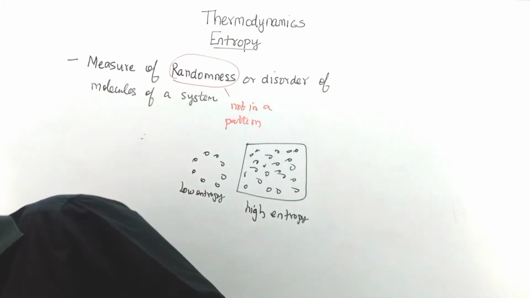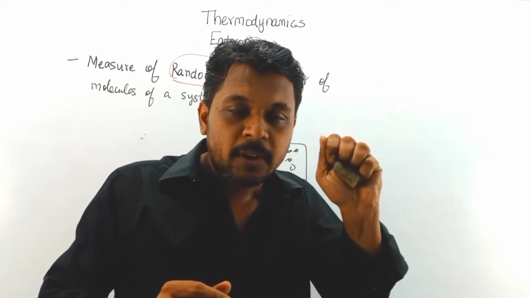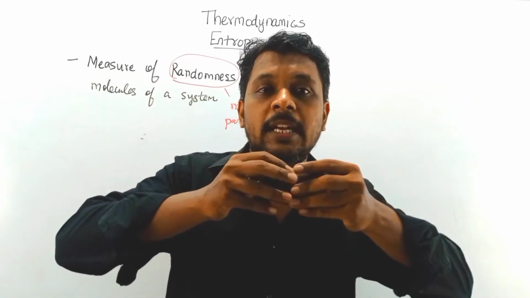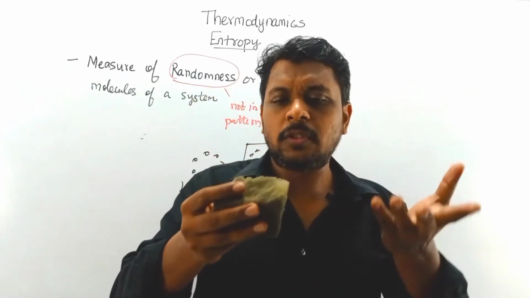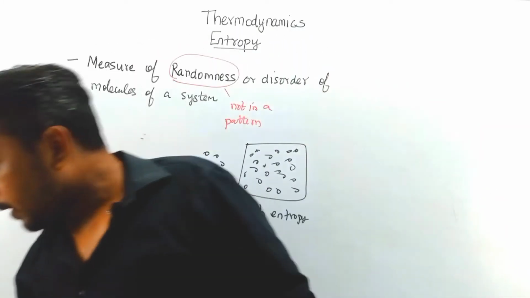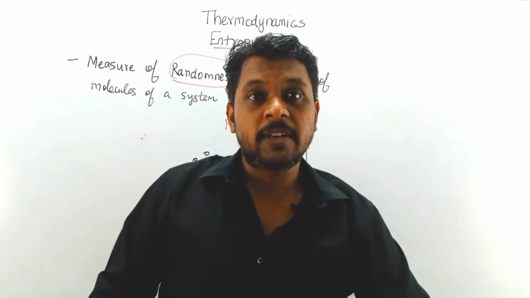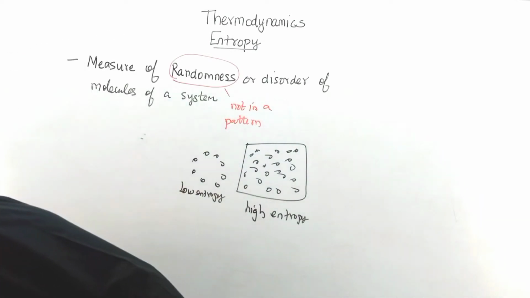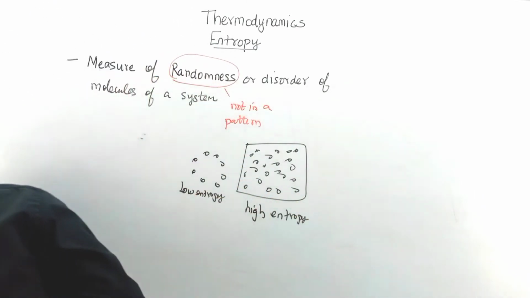Another example: when you compress this sponge, or when you expand the sponge, see that the molecules are moving in a very random manner. So there is some change of entropy. These are some examples to understand the term entropy. So now you know that entropy is a measure of randomness.